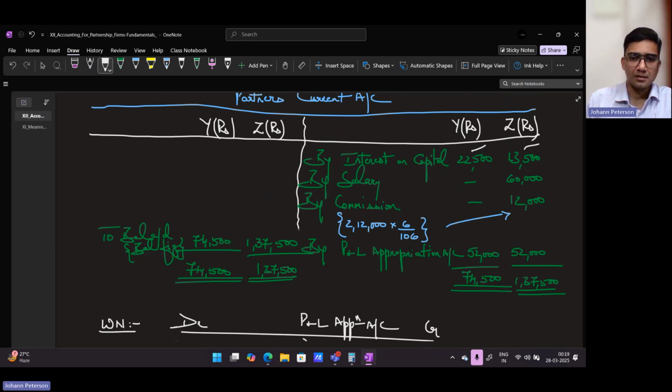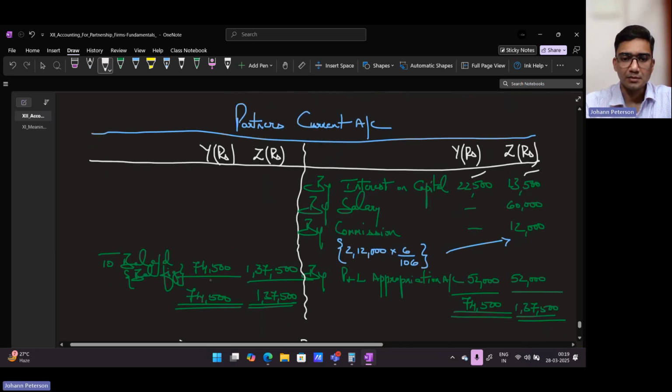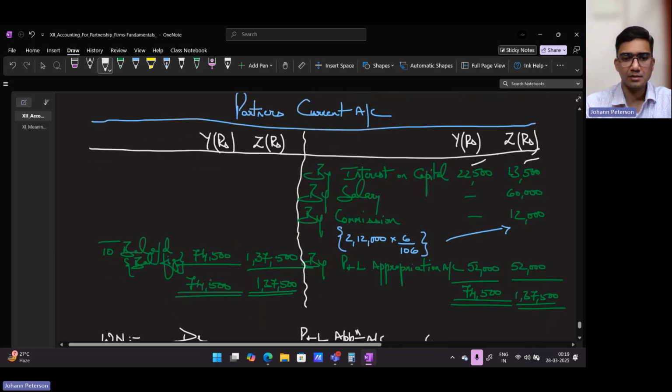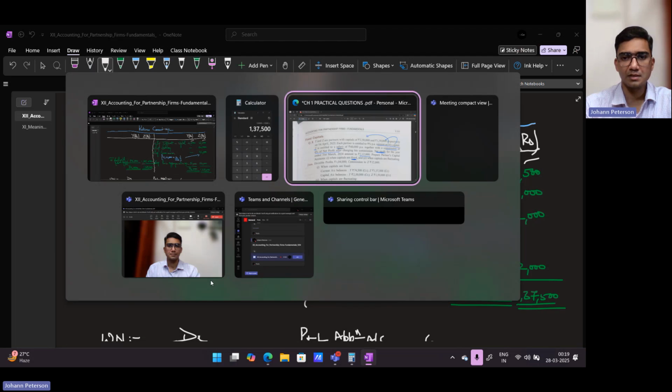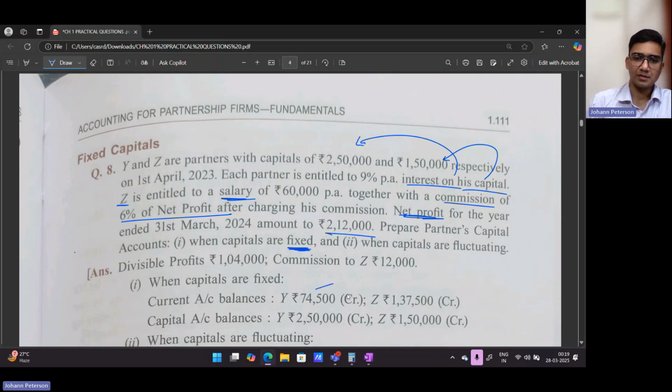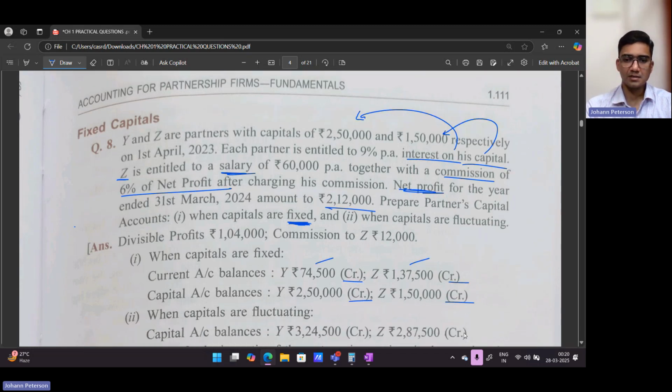This gives us our partners' current accounts. If you look at your answer, it's 74,500 and 137,500. Both are credit balances. That means they will be found on the debit side as a closing balance. So the current account balances are these, and similarly 250 and 150 as my capital account balances.